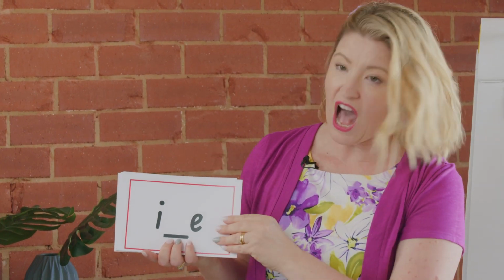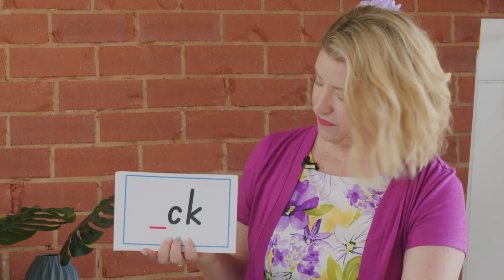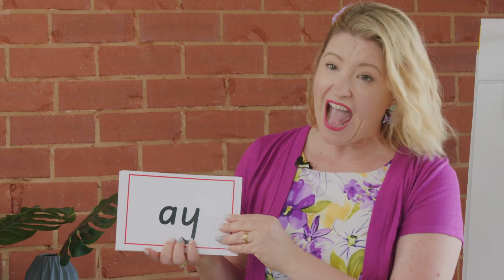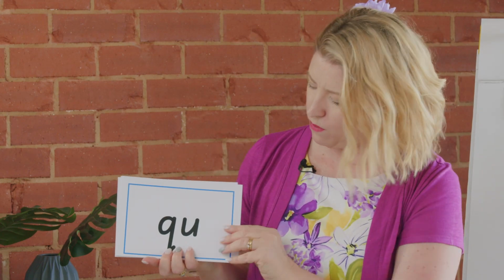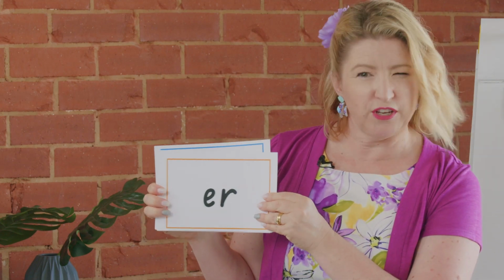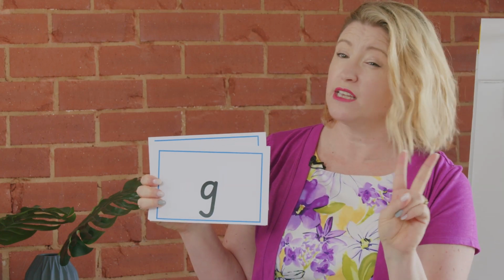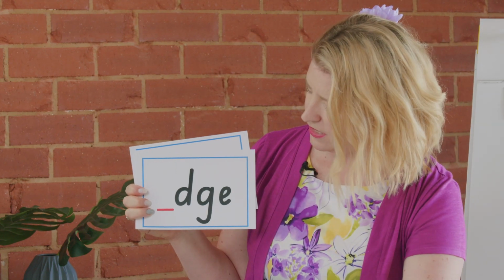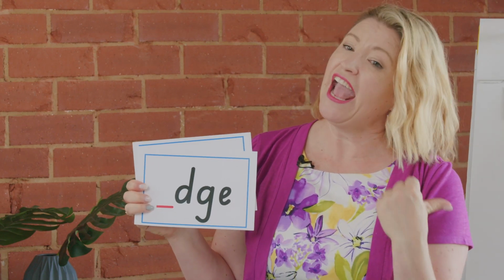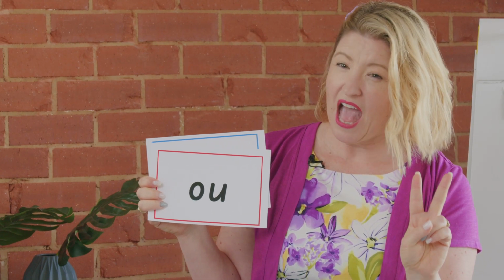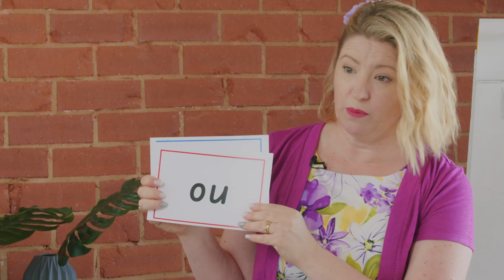F, I, or k. End of a short word after a short vowel sound. A, usually at the end of words. Better not cover it up. Qu, Q and U always go together. Our first choice for spelling. Two sounds, hard g, soft j. E. DGE making j, end of a short word after a short vowel sound. Two sounds this time. Can you remember them? Ow as in house and oo as in soup.